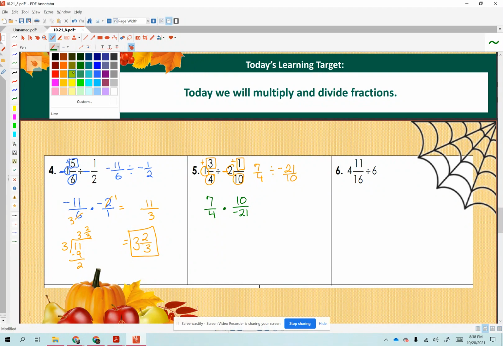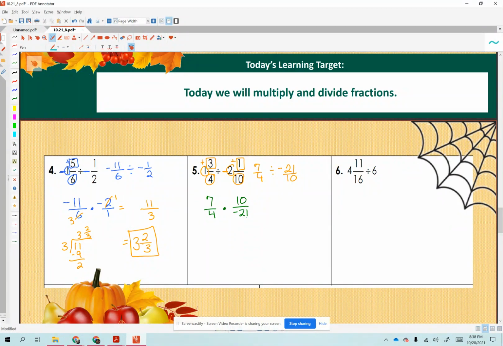And right away, I can see that 7 and 21, 7 is a factor of 21, so I can divide. 7 divided by 7 is 1. 21 divided by 7 is 3, and I still have a negative sign here. 4 divided by 2 is 2, and 10 divided by 2 is 5. So these smaller numbers will be much easier for me to handle. So 5 times 1 is 5. 2 times 3 is 6. And remember, it's a positive times a negative. So that would be negative 5/6.